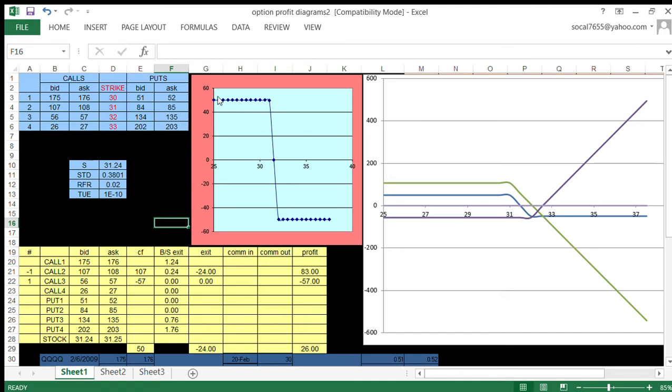Notice that the distance from here to here, in this case, is 100, which is, as will always be the case, speaking generally, the distance from the maximum gain to the maximum loss will always be equal to the difference in the strike prices multiplied by the multiplier 100. So the difference in the strike prices here, which is 32 minus 31, is 1, times 100 is 100, and that's why the vertical distance from here to here is 100.